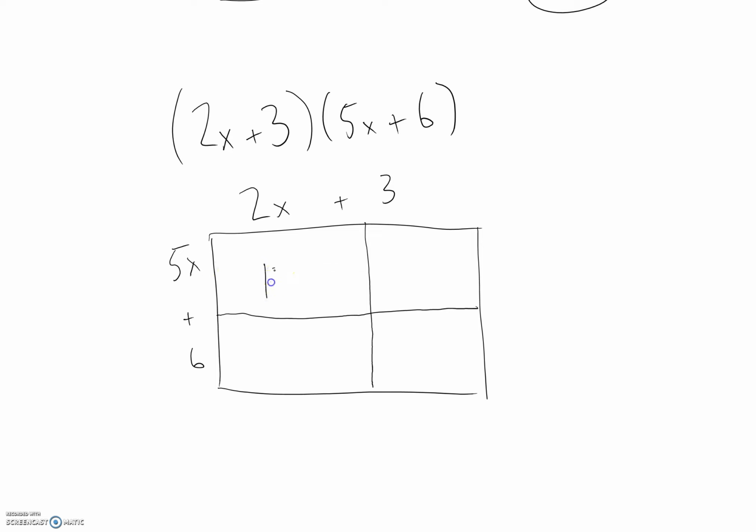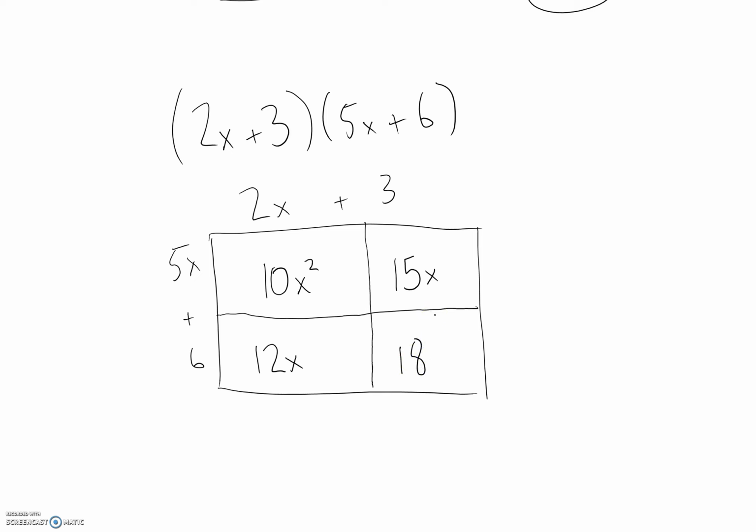So now I've got this rectangle right here that's 5x by 2x, and as we know from last chapter, 5x times 2x is 10x squared. The upper right corner would be 5x times 3, which will give us 15x. The lower left corner would be 12x, and the lower right corner would be 18.